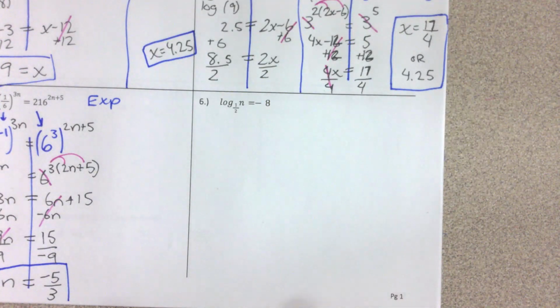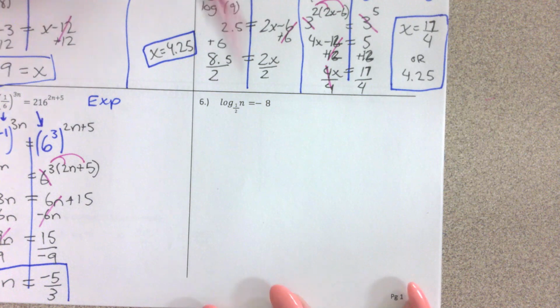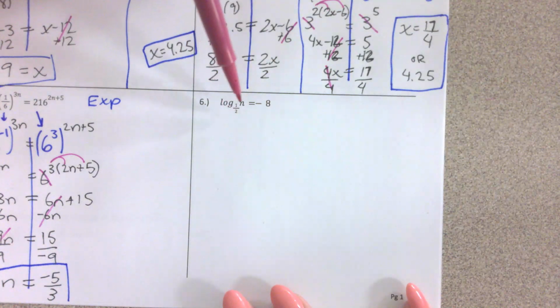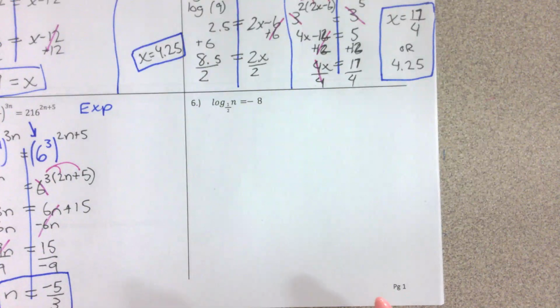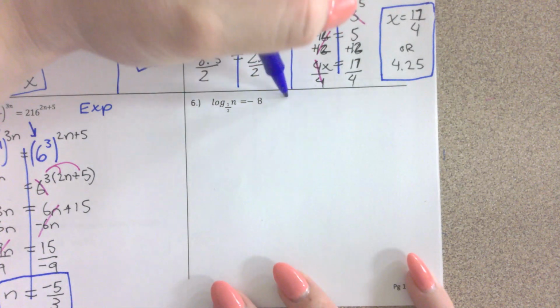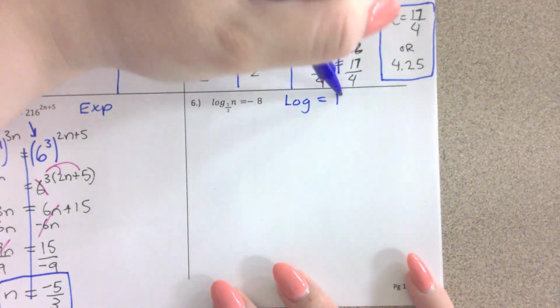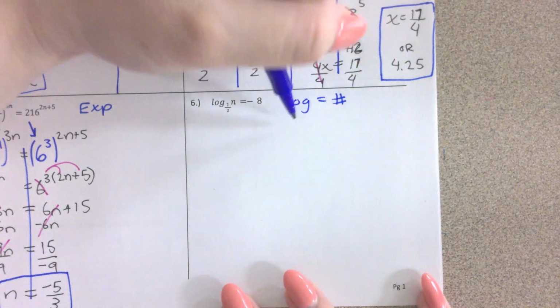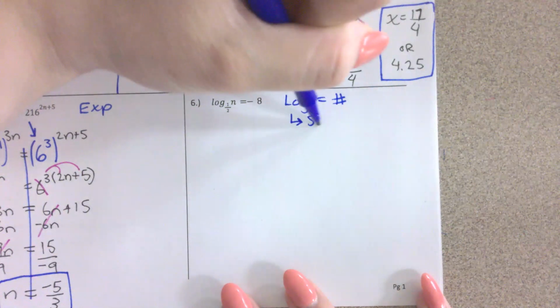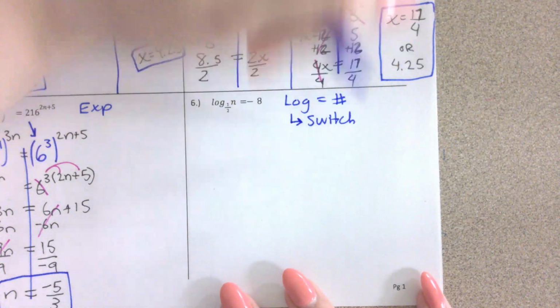All right, so let's move on to a different type. Number 6. I really like these. Log base 1/2 of n equals negative 8. So first, we need to classify, figure out what type this is. This is log equals number. There's a log on one side and no log on the other side, so I just call this a log equals number. What's nice about these problems is they can only be solved one way, and that's by switching the form.